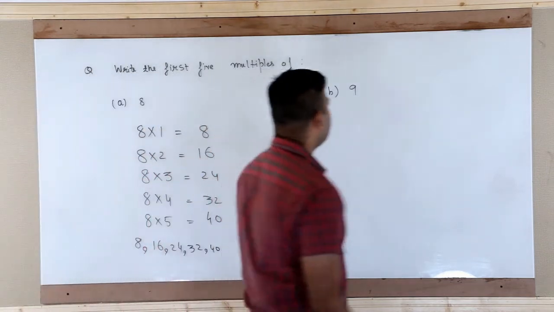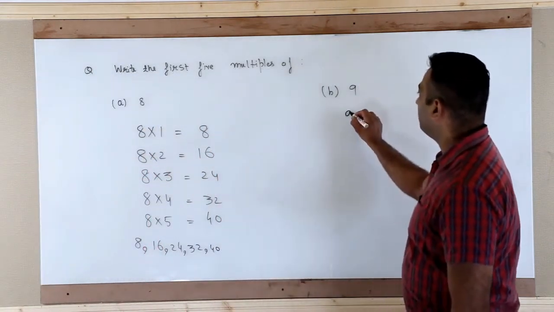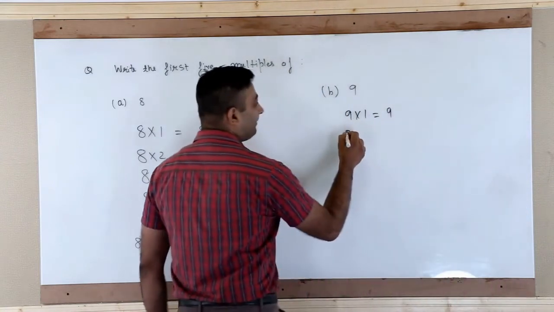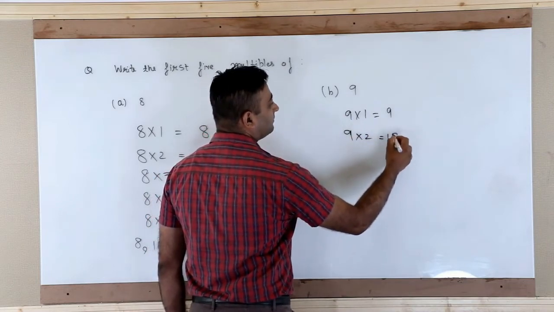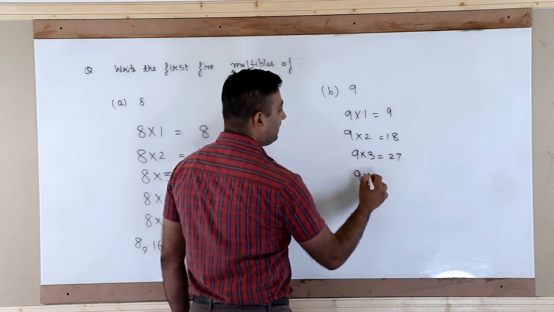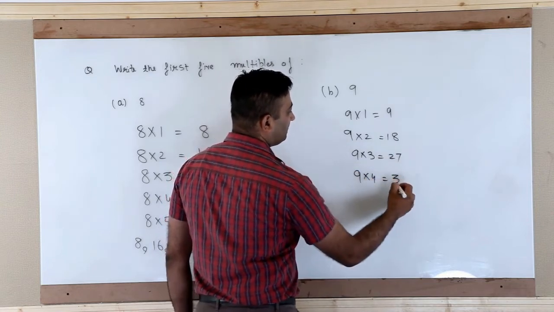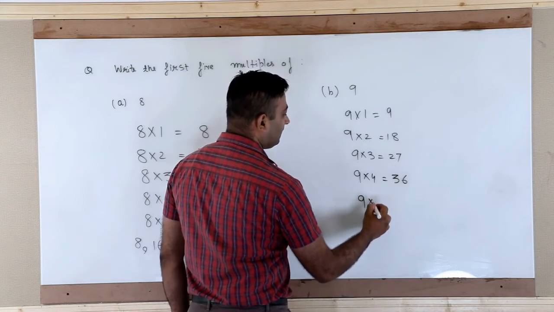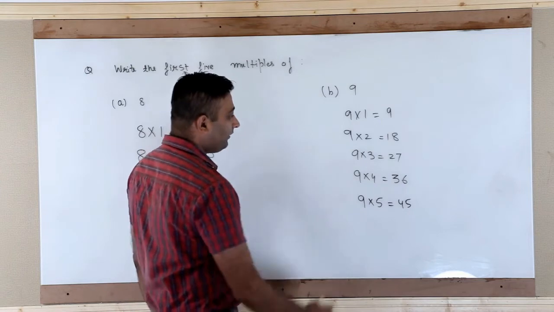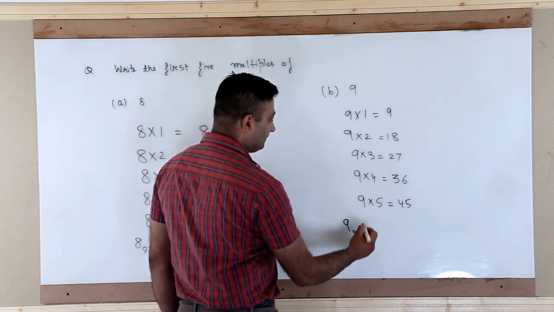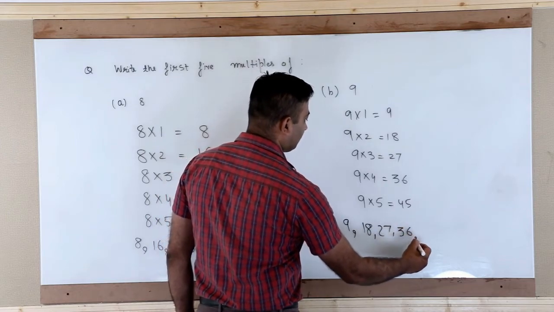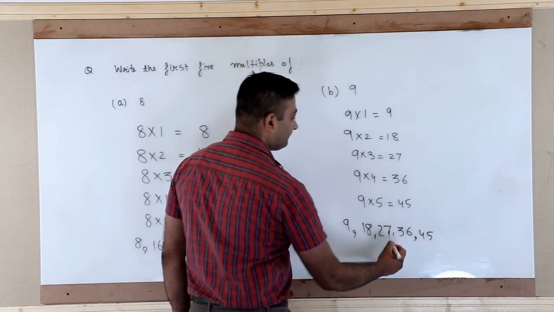Now let us write the multiples of 9. The first multiple of 9 is 9 multiplied by 1, that is 9. Then 9 multiplied by 2, that is 18. 9 multiplied by 3, that is 27. 9 multiplied by 4, that is 36. And 9 multiplied by 5, that is 45. Hence, the first 5 multiples of 9 are 9, 18, 27, 36 and 45.